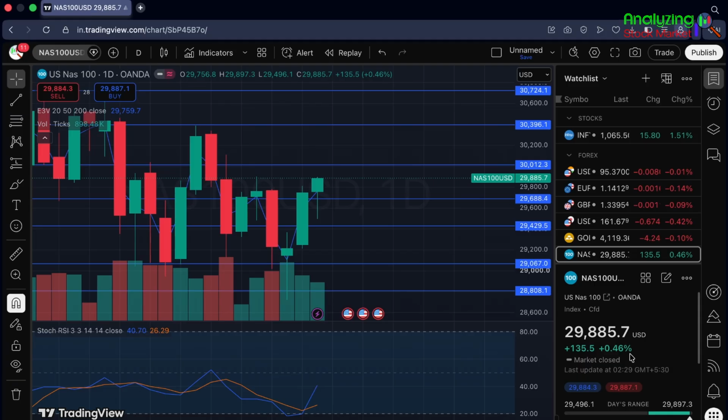So here now I'll be talking about what is going to happen in the coming week. I'll also be marking some important support zones and resistance zones which will help you to take better stop loss and target levels according to your bias for this week. So now let's see what happened during our weekly momentum.